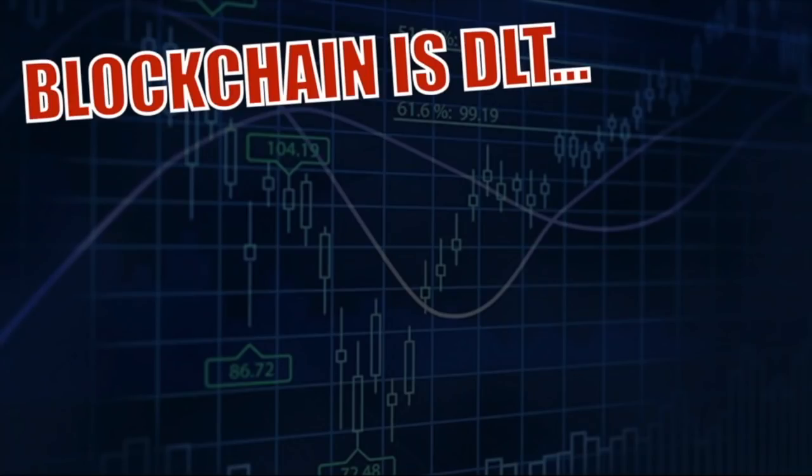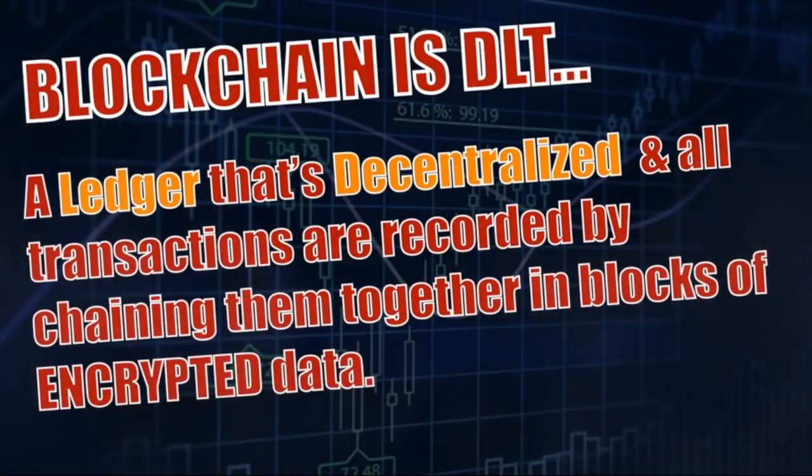So blockchain, real quick, is distributed ledger technology. Blockchain is a part of distributed ledger technology. So it is a ledger, which we talk about, that's decentralized, and all transactions are recorded by chaining them together in blocks of encrypted data. That's why it's called blockchain, right?